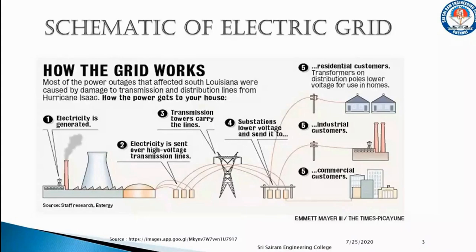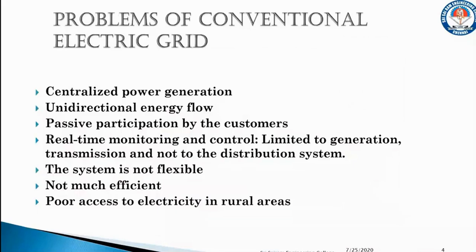So in the conventional grid, we have some problems. Since generation takes place at one place, located far away from the distribution side, we have a centralized power generation, and the energy flow is unidirectional. The consumers who make use of the power being generated have only passive participation. The consumers do not have any account on the generation or transmission, and the real-time monitoring and control is only limited to the generation and transmission side. We do not have any monitoring and control on the distribution system, and the system is not flexible.